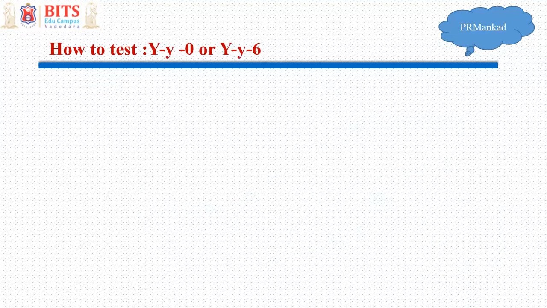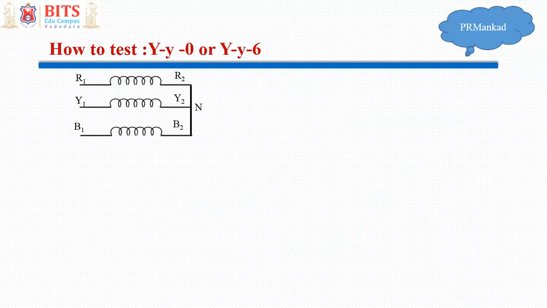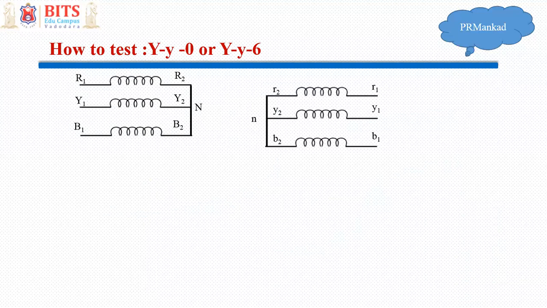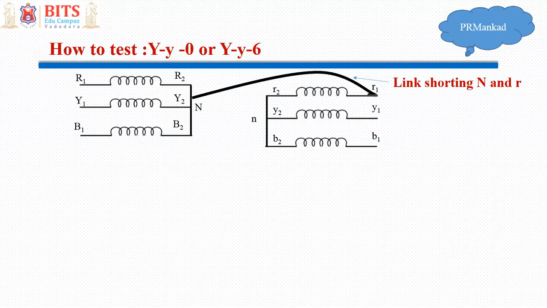Suppose I want to test whether it is YY0 or YY6. So suppose the connection is like this. What should I do? I have to make a short link between the R phase of the secondary winding and the neutral of the primary winding. A thick wire I should join, connecting the neutral of the primary and the R phase of the secondary as shown in the figure. Now in this situation, I have to give a very small voltage between phases R and Y, say 100 volts.